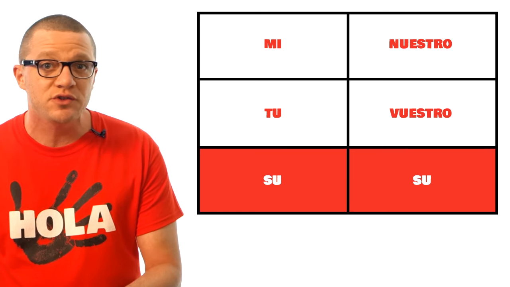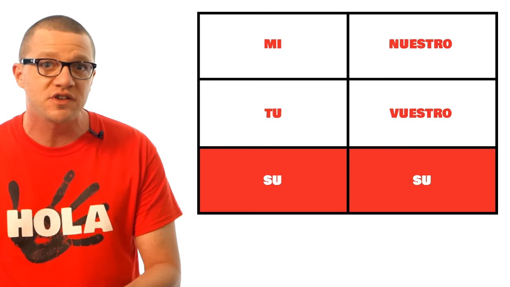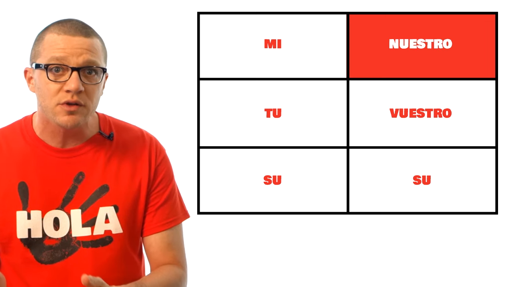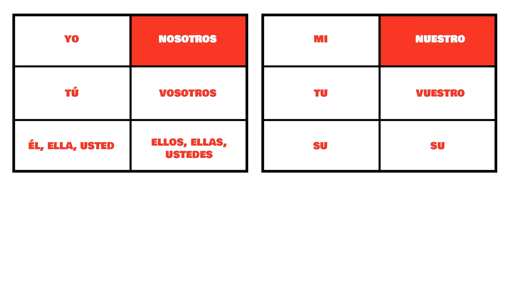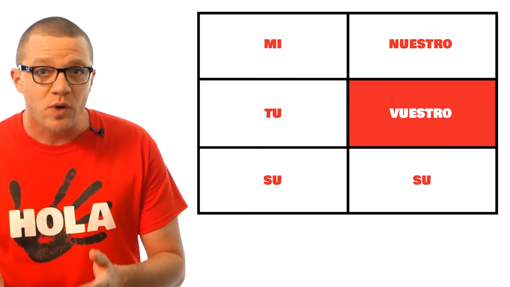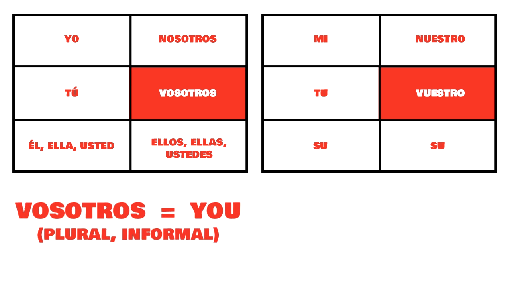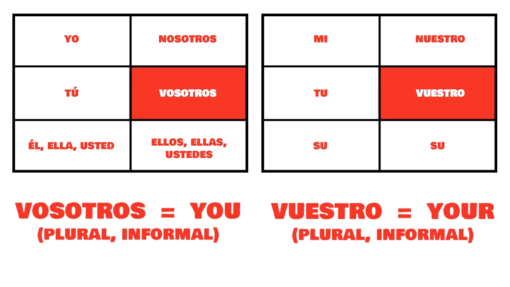Then su is used for the third person, for both singular and plural. That's new, the same word for singular and plural. Then up here, nuestro looks somewhat similar to nosotros, the subject pronoun for that spot. Nosotros is we, and nuestro is our. And vuestro, in the same way, looks like vosotros, the subject pronoun for that spot. Vosotros is you, plural informal, and vuestro is your, plural informal.